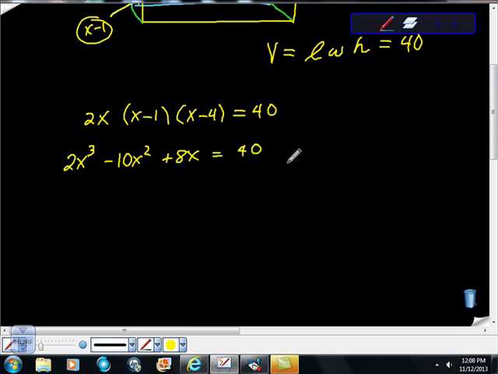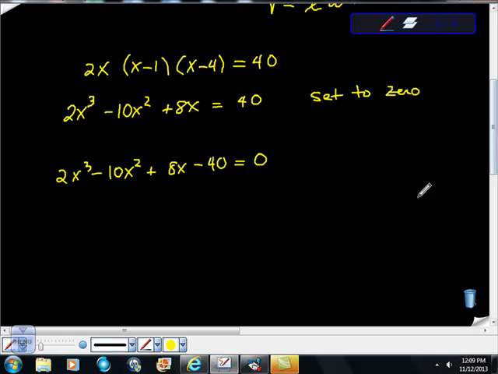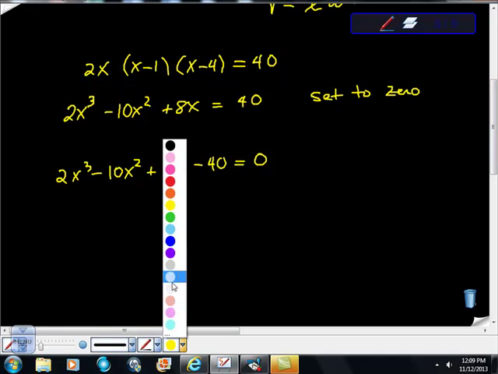What I'm going to do is set this whole thing equal to 0. It's the way you solve most polynomial functions. So I'm going to get 2x cubed minus 10x squared plus 8x minus 40, I just subtracted 40 from both sides, is equal to 0. And now I'm going to factor by grouping here. So I'm going to try this factor by grouping thing.